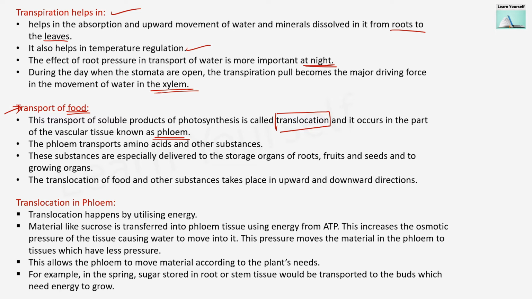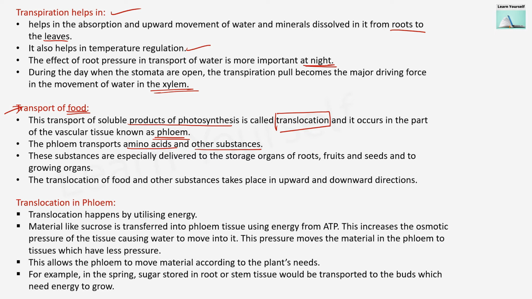Now what is the meaning of dissolved products of photosynthesis? The food. The leaves are preparing food particles in the presence of sunlight and carbon dioxide, and that process is photosynthesis. So soluble products of photosynthesis means whatever food particles they are preparing via the photosynthesis process, that is being translocated with the help of phloem tissue. Now the phloem transports amino acids and other substances. These substances are especially delivered to storage organs of roots, fruits and seeds and to growing organs.